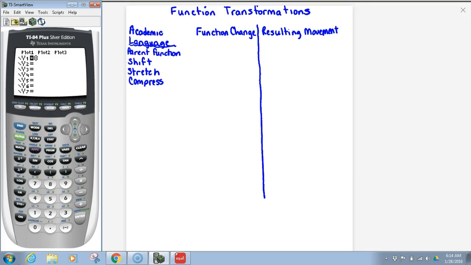Hey guys, welcome to today's episode of Fun with Functions. Today we're going to be doing function transformations, and this really is going to be fun.